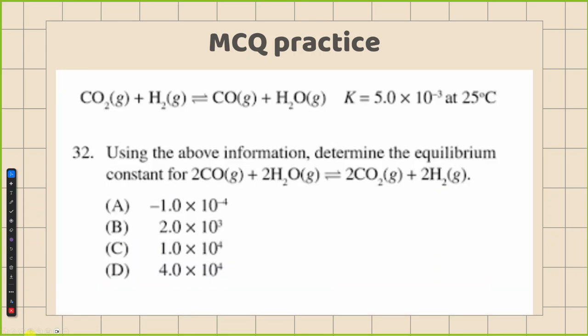All right, we're on the right slide now. Okay, using the above information to determine the equilibrium constant. So it looks like they reversed it and multiplied it by 2. Because 2 COs right here, it's been reversed, multiplied by 2, so 1 over 5 times 10 to the minus 3 squared, whatever number that one turns out to be. I'm getting D as the answer.